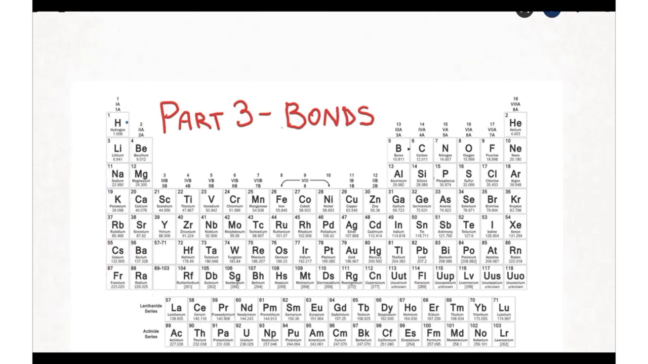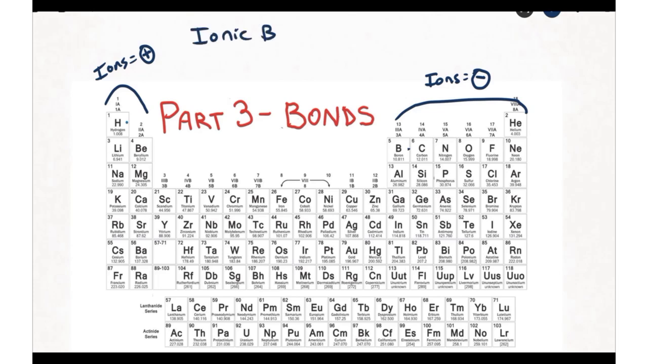Now, what does this mean to you and me? What that means is that any element in these two columns over here will end up with a positive charge when they're ions. And everything over here in this block, when they're ions, is going to have a negative charge. So what does that mean to you and me? Well, this is part of ionic bonding.